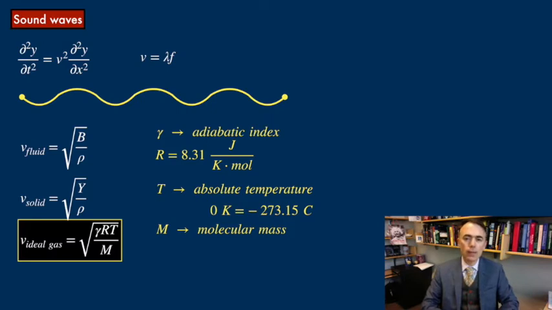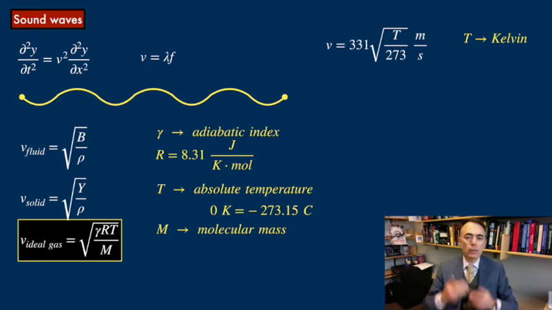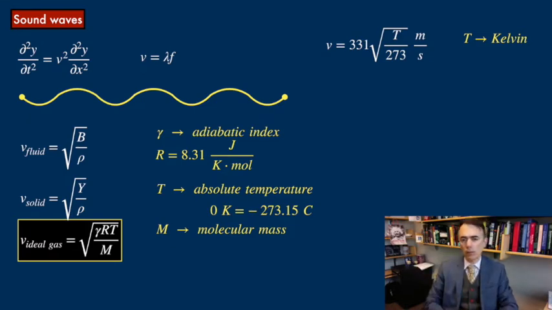For air at sea level, we can write V equal to 331 times the square root of T over 273. Knowing this, we can build a sonar, which is a device that determines the position of objects based on the echo, the time that sound takes to reach the obstacle, be reflected off of that object, and get back to the source, which is what bats use to move in the dark.